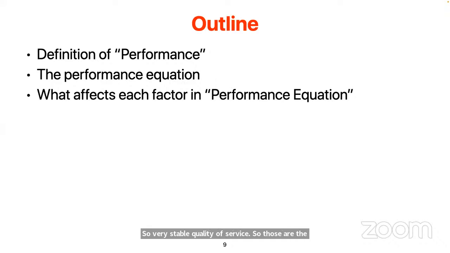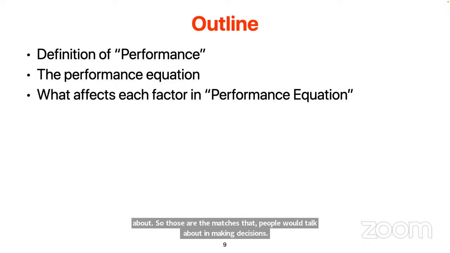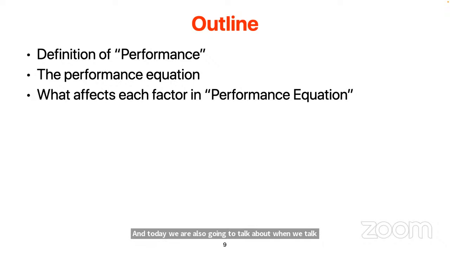And today we are also going to talk about what it means when we say a computer program has good performance. What are the metrics that we actually care about? And the equation for us to evaluate the performance and what would affect each factor in performance. So those are the things that we will talk about.